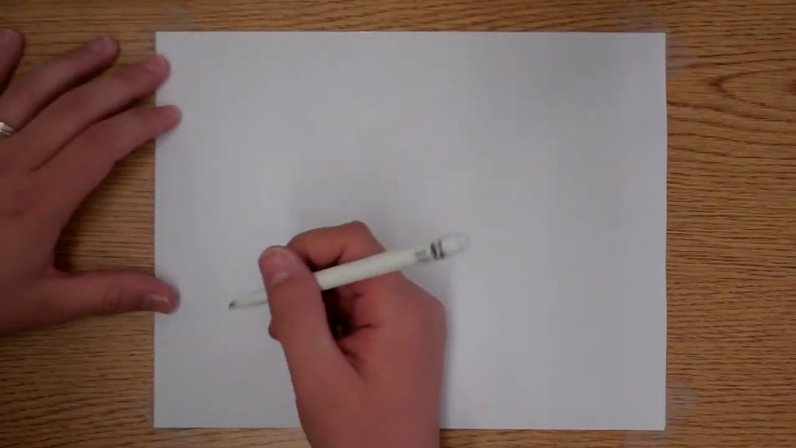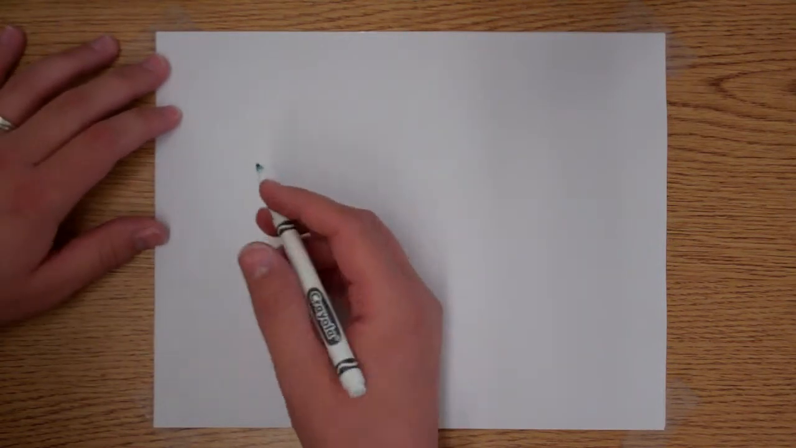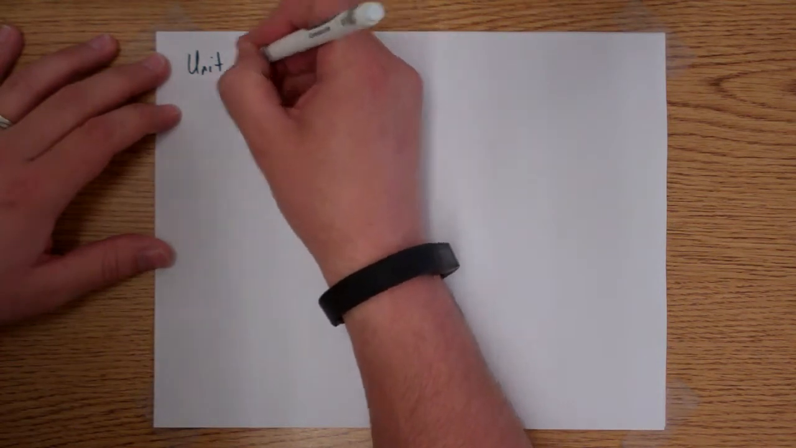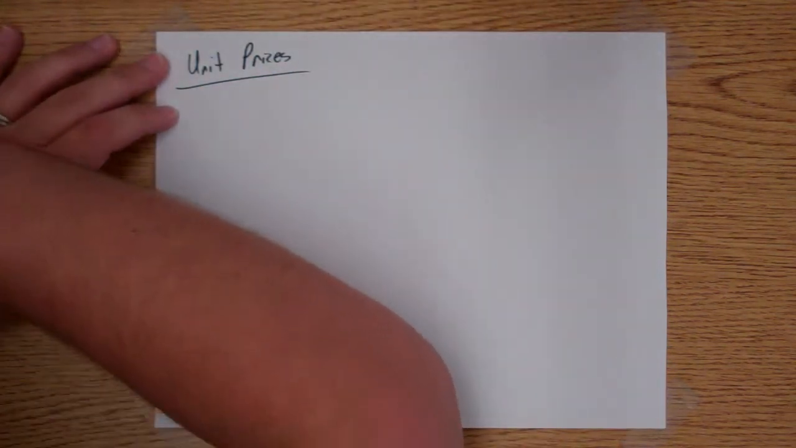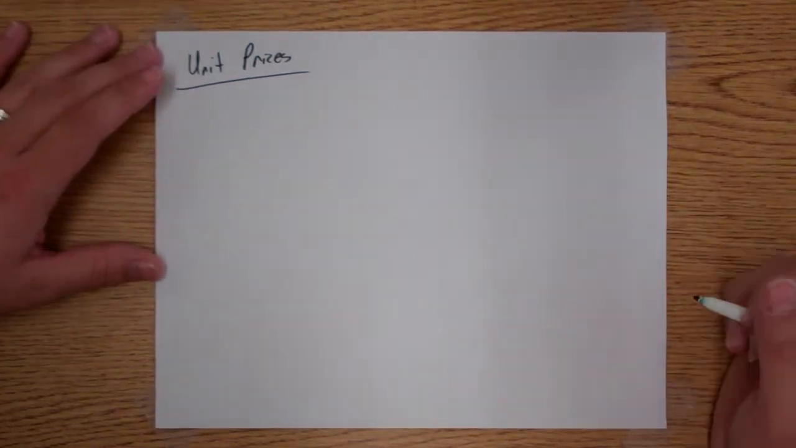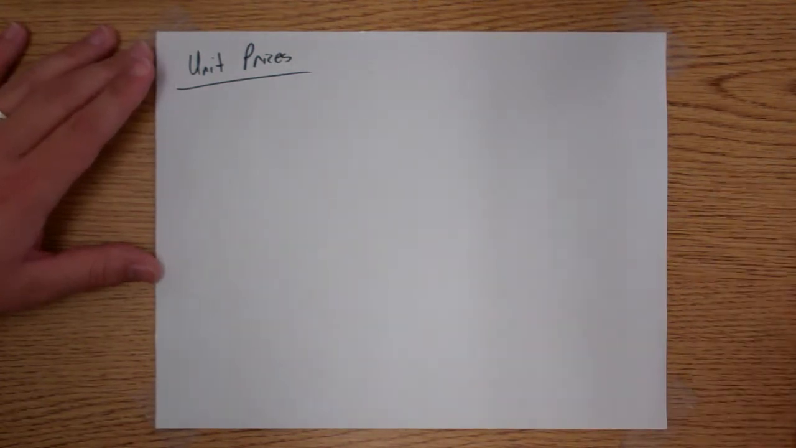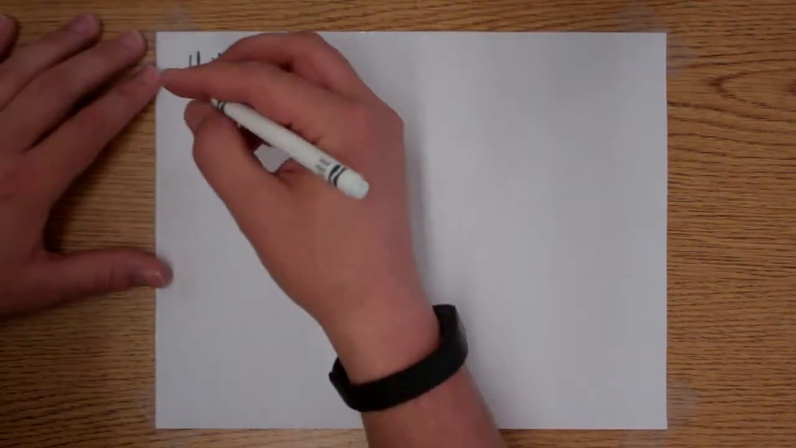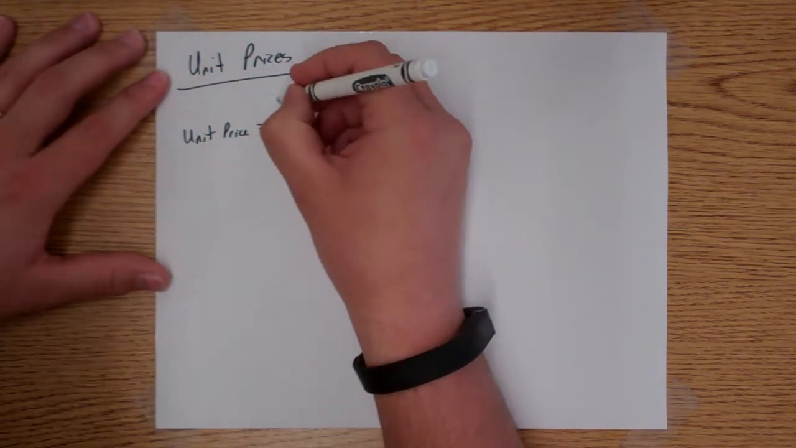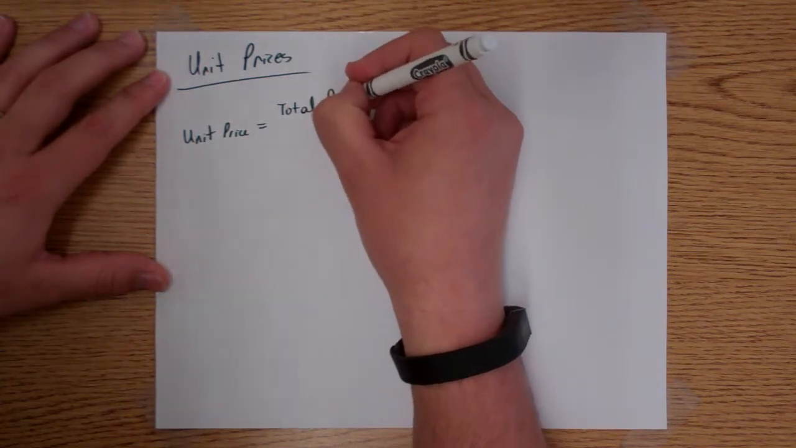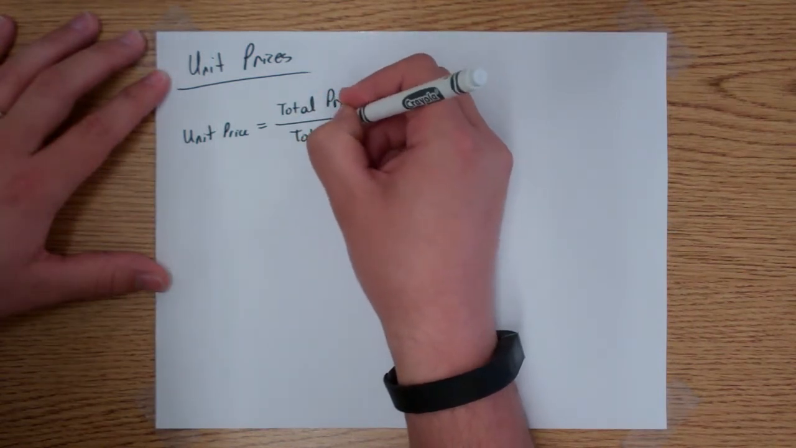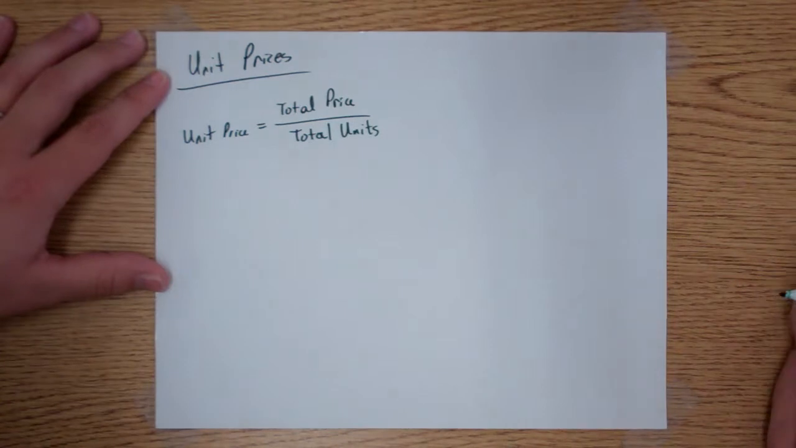Now, something else I want to talk to you about is finding unit prices, or unit ratios. Basically, this is like finding, say you buy something at the store and you want to know what the price per ounce is. This is how we're going to find that. So our unit price equals the total price divided by the total units. Okay?